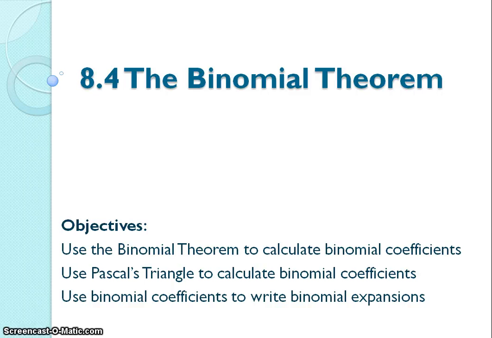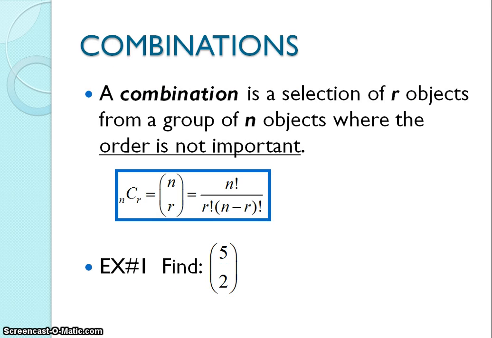Okay, class, today we are going to do 8.4 on the binomial theorem, and we are going to use the binomial theorem to calculate binomial coefficients, and then we're going to talk about Pascal's triangle, how to get these binomial coefficients, and then use these binomial coefficients to expand out binomials. Okay, so first to do that, we need to talk about combinations.